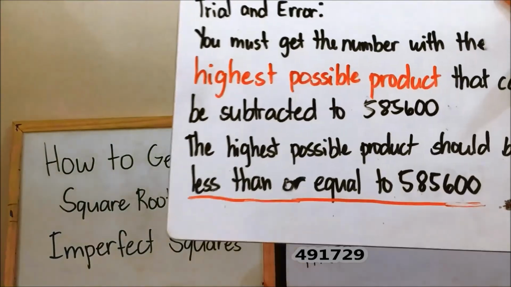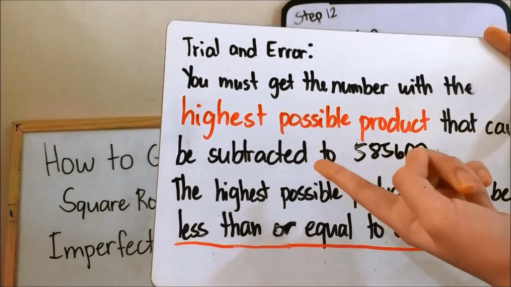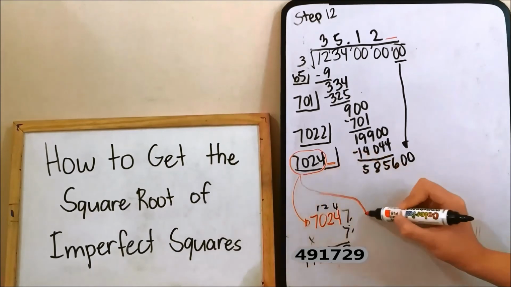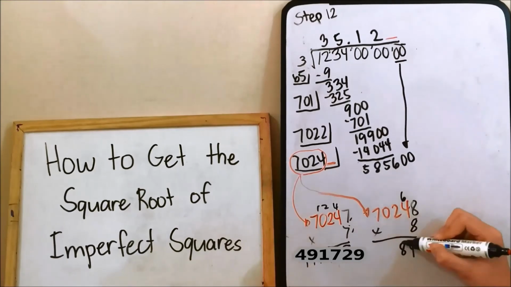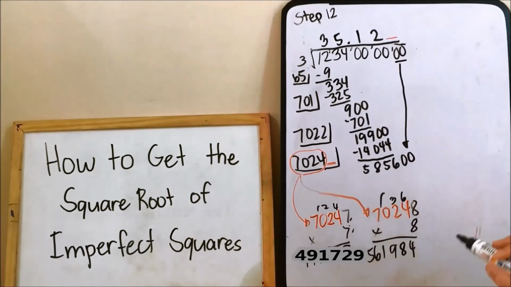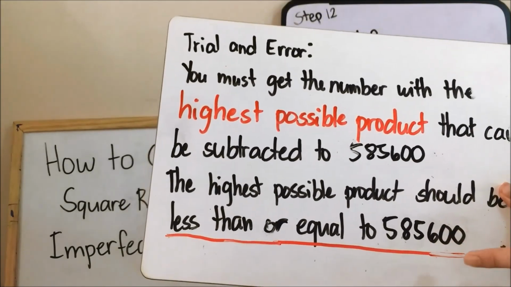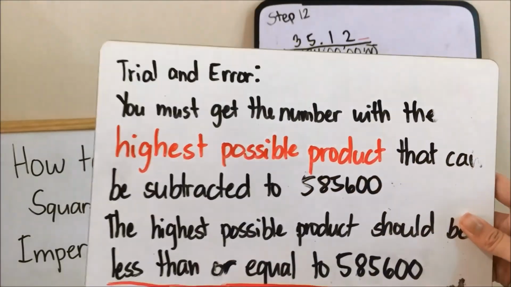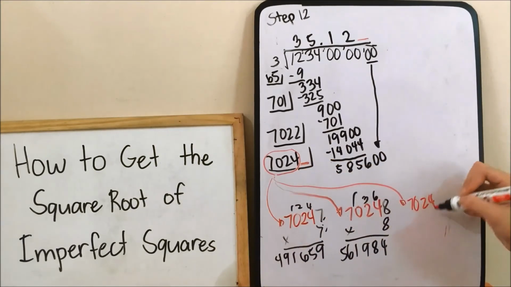491,729. Less than 585,600, but it may not be the highest possible product. Let's try other numbers. So use this again. Use 8. 561,984. It is less than 585,600, but it may not be the highest possible product. So let's try one more. Use this again, 7,024 and let's try 9.